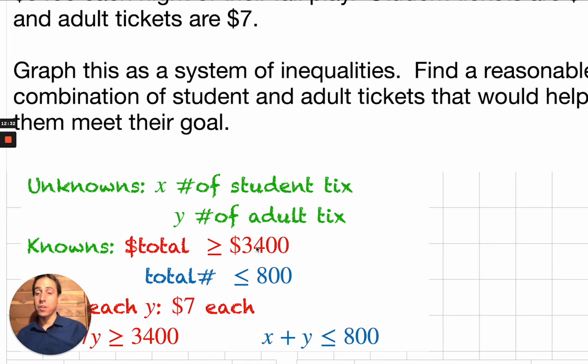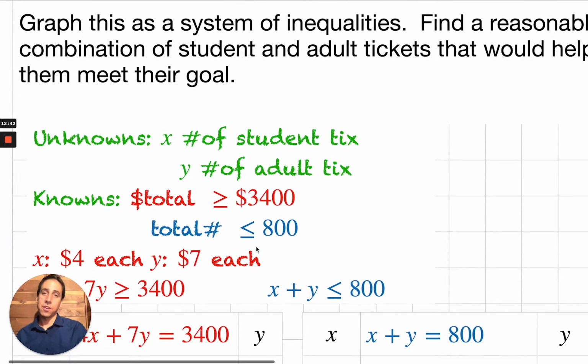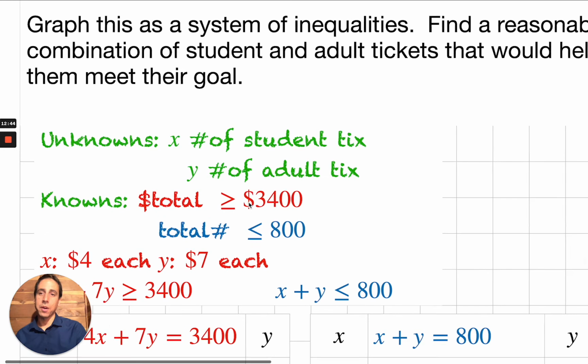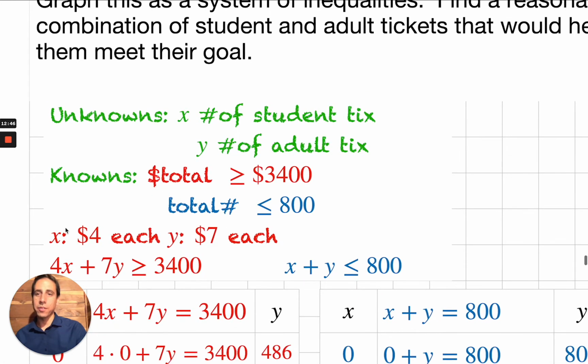Similarly, this 3,400 is our goal. If we can't raise at least $3,400, then we are going broke. It's not worth it financially to do this play. So that's our goal, and we can hit more than that if we want. We also know that for X, the price is $4 each, and the price for Y is $7 each.